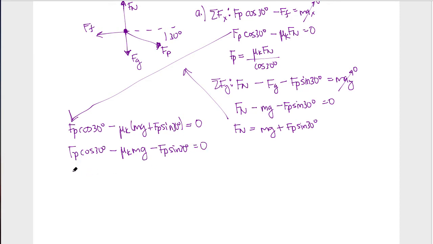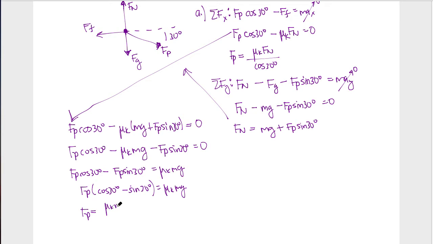So I'll do this one step at a time. I have Fp cosine 30 degrees minus Fp sine of 30 degrees is equal to mu k times mg. Factor out the Fp, and I have Fp times cosine of 30 degrees minus sine of 30 degrees is equal to mu k times mg. So my pushing force will be equal to mu k times mg over the difference between the cosine of 30 degrees and the sine of 30 degrees.